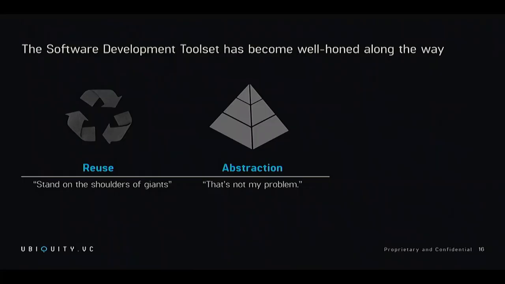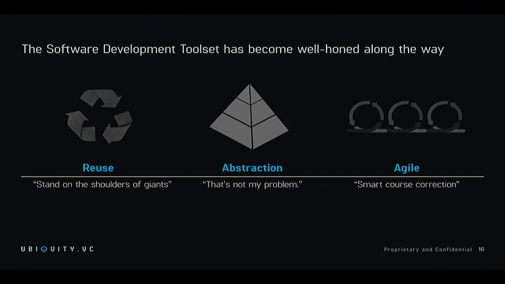Abstraction, this is a funny way to express the problem, but abstraction says, I can worry about this and other people will worry about that other stuff. It's a very powerful idea as well. And then finally, this notion of agile. If I'm trying to get there, I can make small changes and get there, and we'll dive into that a lot. That's actually a critical part of software development in 2019. So combine these three and you get great software.